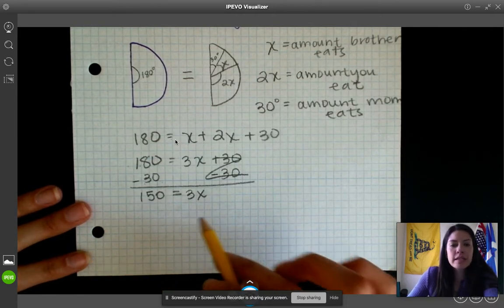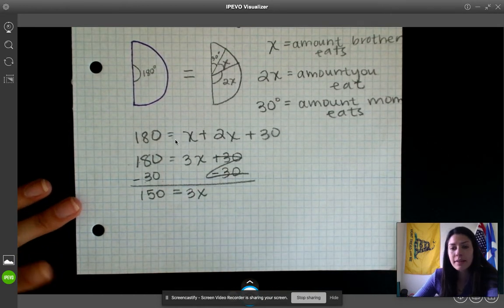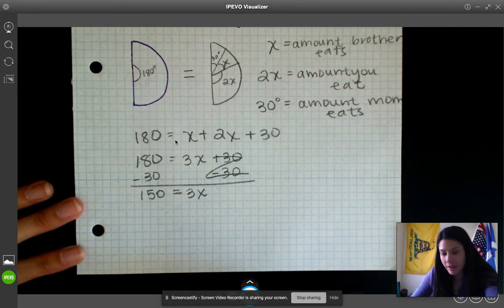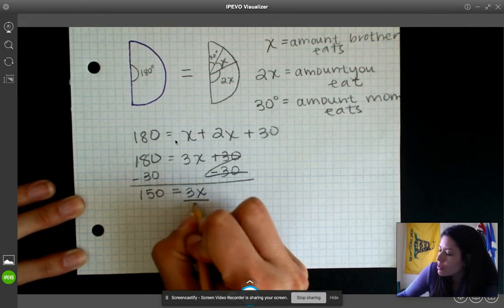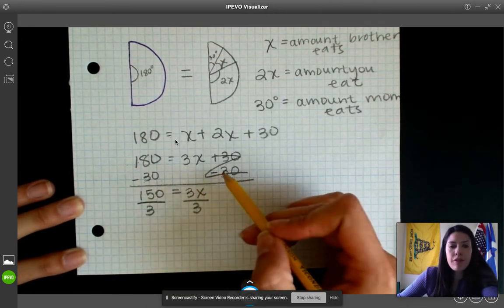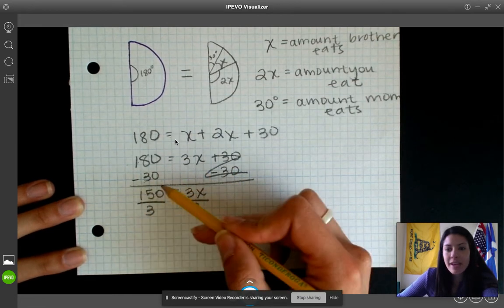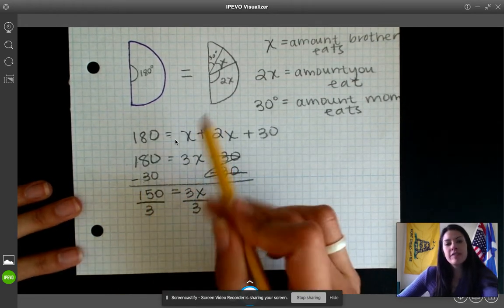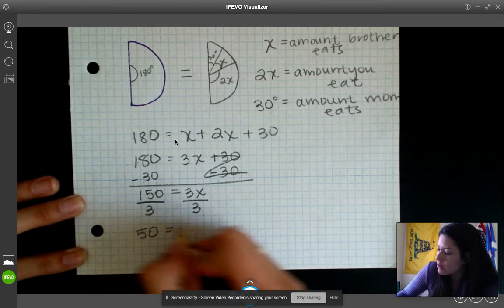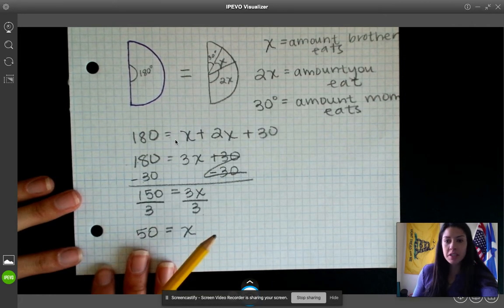Now I've got 3 times x. The order of operations says that multiplication is next. The opposite of multiplication is going to be division. So we're going to undo the multiplication by dividing. 3x divided by 3, and what I do to one side, I've got to do to the other side. 150 divided by 3, I'm going to get 50. 50 is going to equal x. Perfect. Is that our answer?